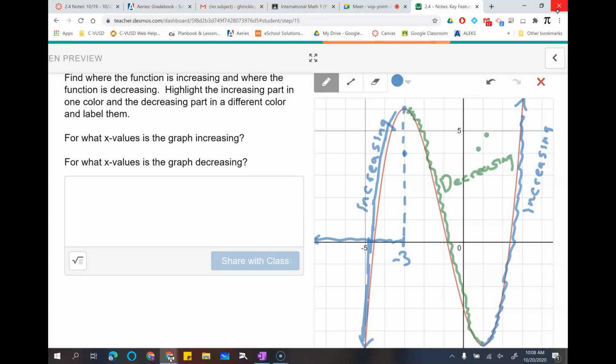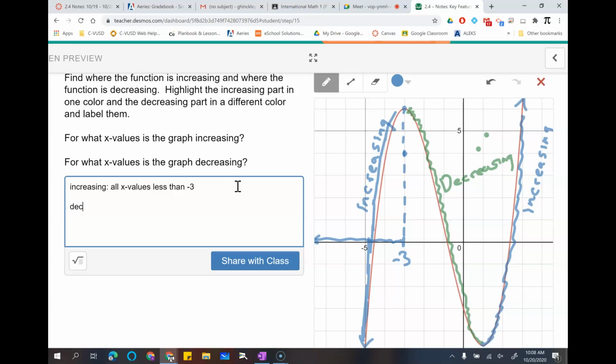Okay, so I'm going to go ahead and type that. So where we are increasing is going to be all x values less than -3. Okay, then let's go ahead and go to our next section, which is decreasing. And it looks like we are decreasing for all values between, so again, I go down to that x-axis, so we're between -3, and then here I come up to my x-axis, and I'm at 1. So we're decreasing for all x values between -3 and 1.